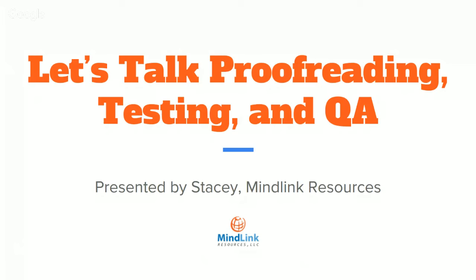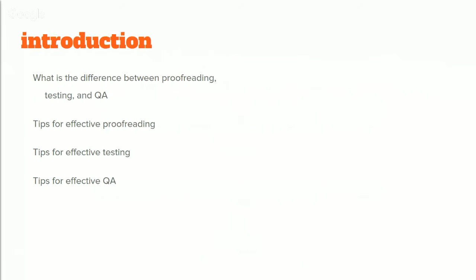I'm going to get to my right slide. There we go. So the first thing we're going to talk about, and I apologize for my rudimentary slides, but it's the content that matters. The first thing we're going to do is talk about the difference between proofreading, testing, and QA. And then basically we're just going to talk about each phase with tips for how to be effective at each one of those tasks. As linguists, we often get asked to do these kind of tasks.